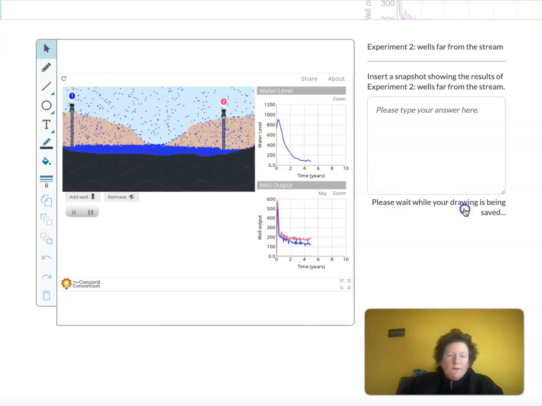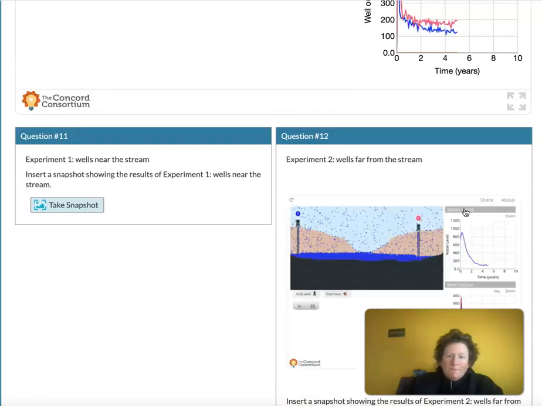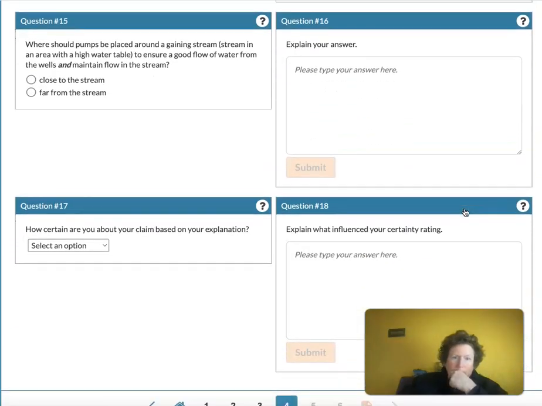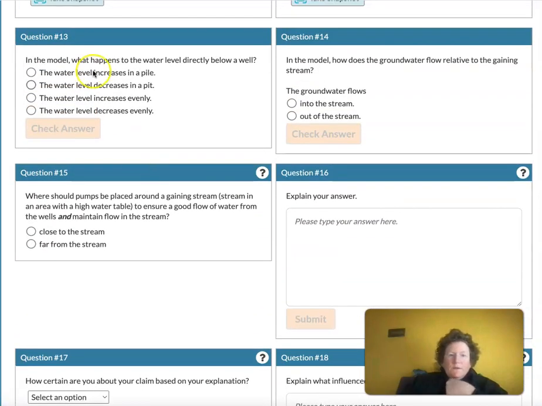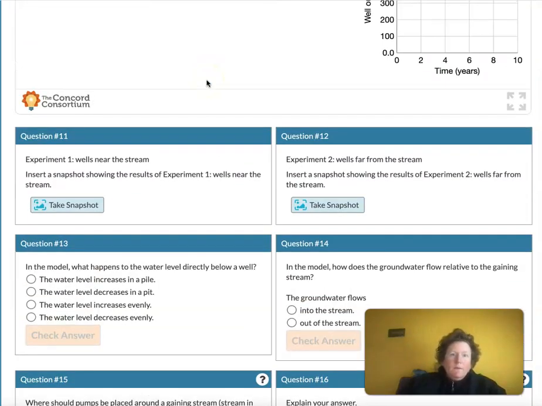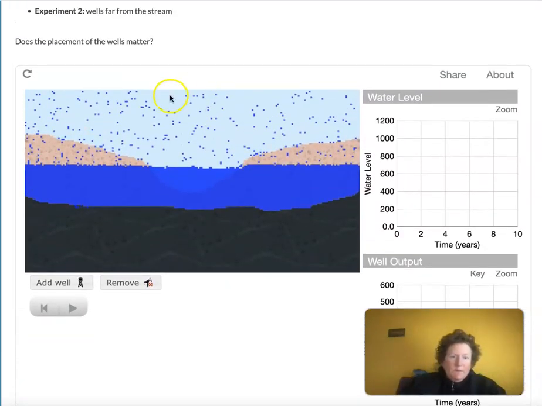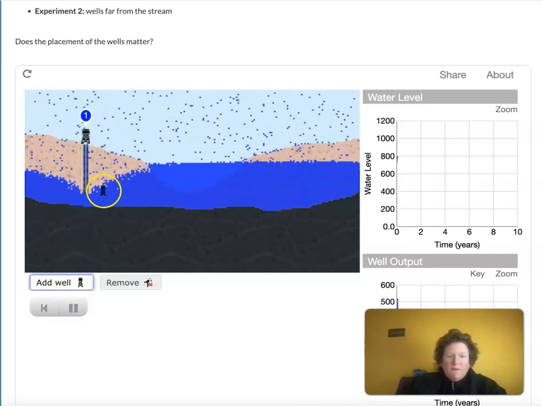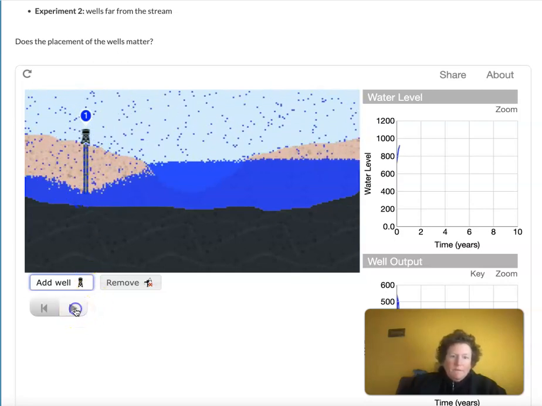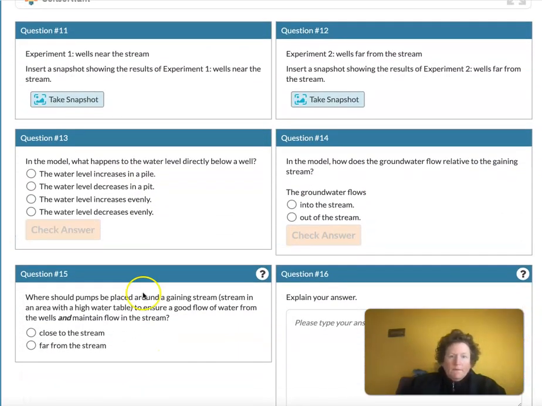And I'm done. I don't have to write on this one. So question 13 asks us, in the model, what happens to the water level directly below the well? Well, let's go up in here and see. Let's put a well back in. Let's pump from it. And it looks like we get a little dip here. So you can figure out question 13.